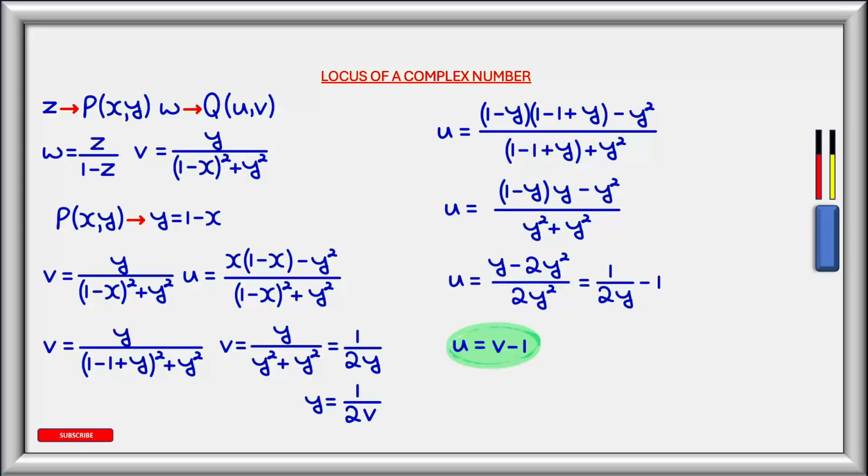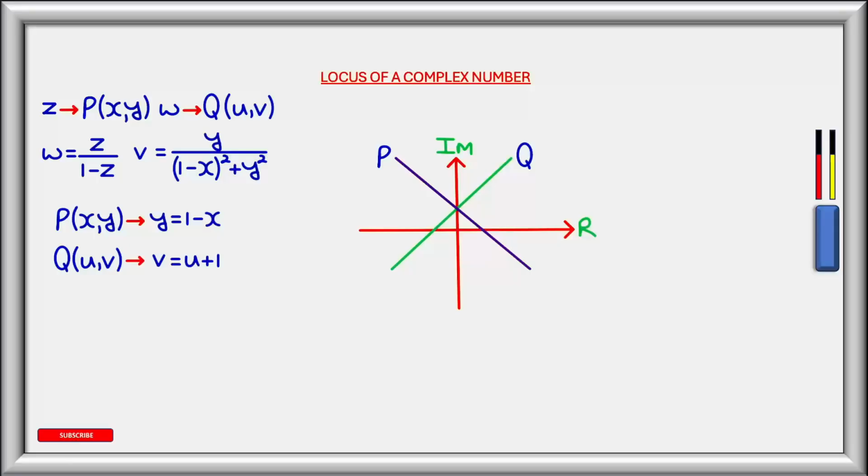Now we know that y is equal to 1 divided by 2v, and if we substitute for y in this expression here, we find that u is equal to v minus 1. And to finish, I've plotted the locus of P and the locus of Q on the Argand plane.